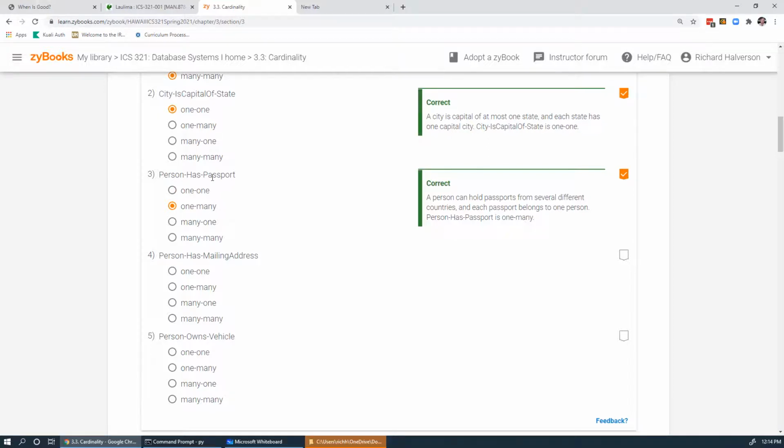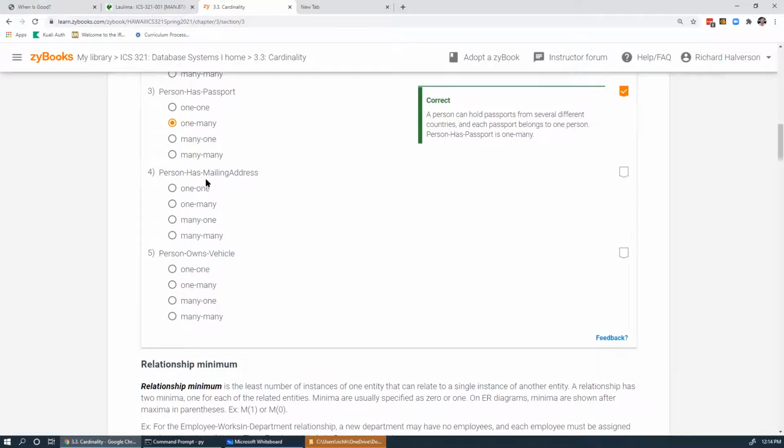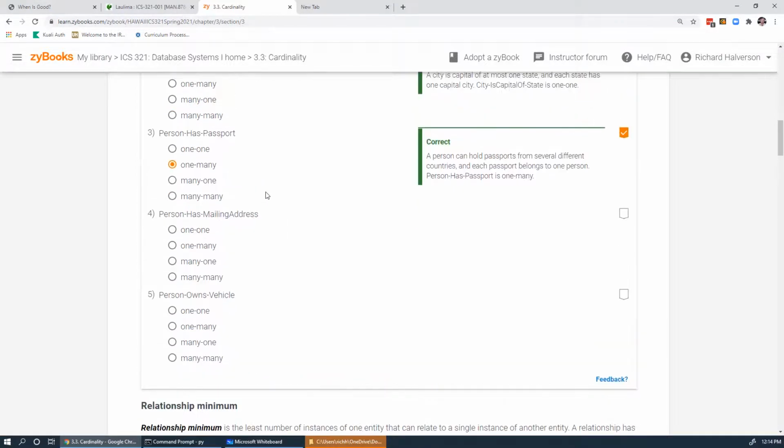One person, many passports. Person has mailing address. So I guess it's 1-to-1. No, several people, yes, of course. Several people can have the same mailing address. So many persons, one mailing address. So it should be this one.